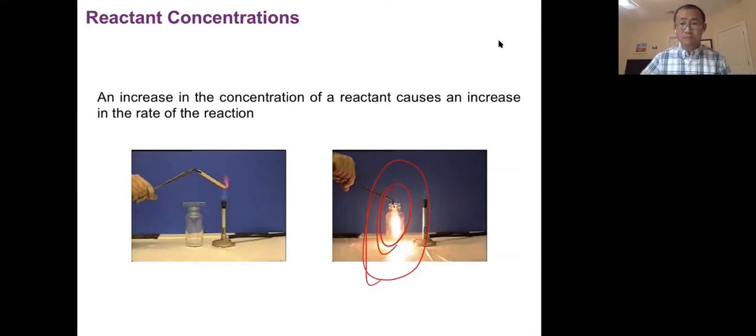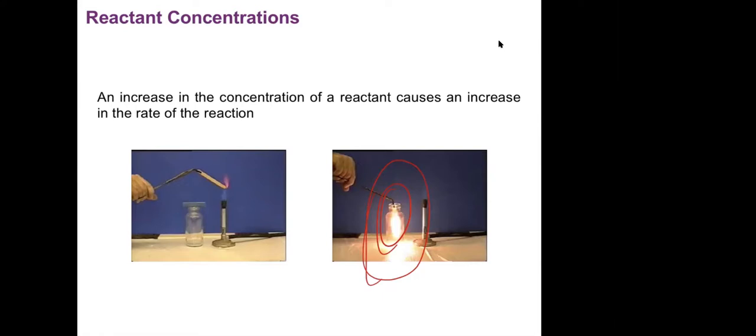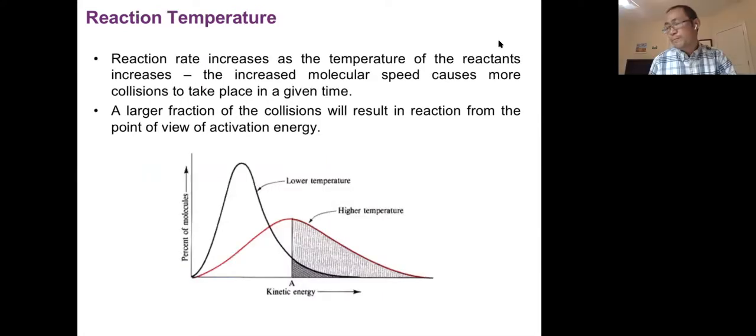Again, concentration means what? More reactants. Why? Because collision is more, because you have more reactants. Okay, that's number 2 factor. Anybody can tell me what's the third factor? The first factor is nature, physical nature. Second factor is the concentration. Third factor is what? Temperature. Temperature, very good. Okay, reaction temperature.